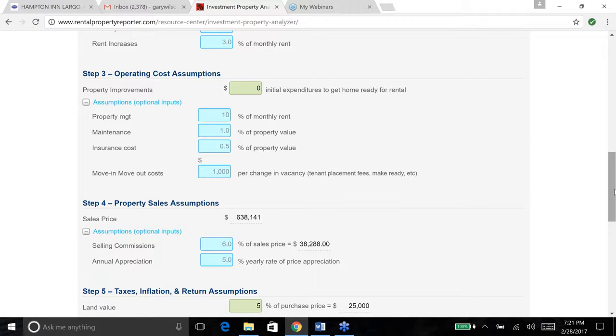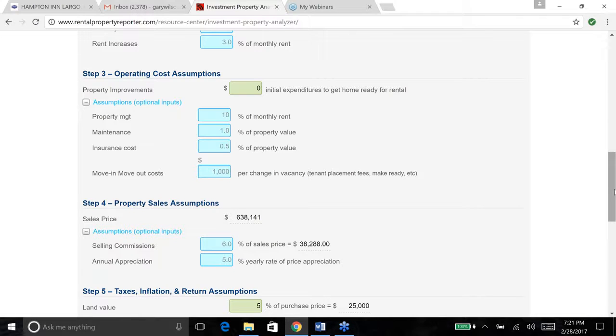Okay, moving back to the class here. We're going to assume no initial costs because we're going to assume the property's up and running. So no deferred maintenance, for example. Excuse me, property management 10%. Monthly maintenance is 1%.